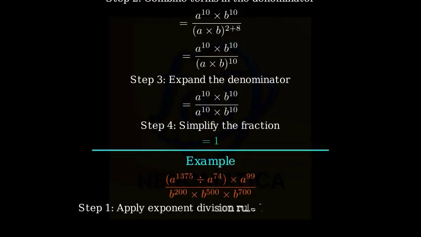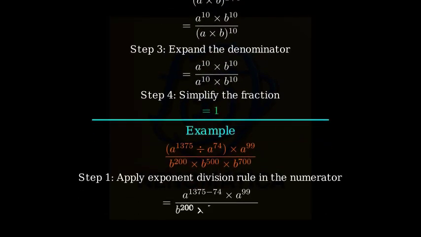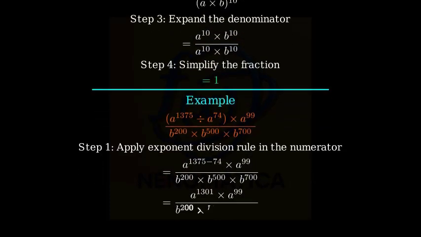Let's start with the numerator. When dividing terms with the same base, we subtract exponents. So a to the 1,375 divided by a to the 74 becomes a to the power of 1,375 minus 74, which is 1,301.